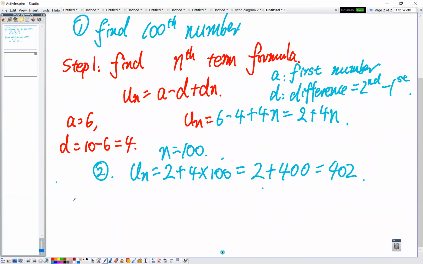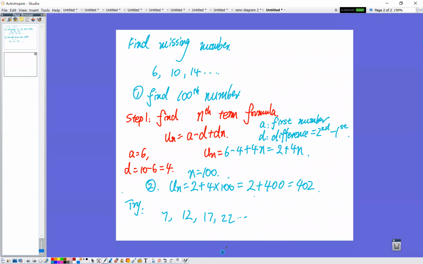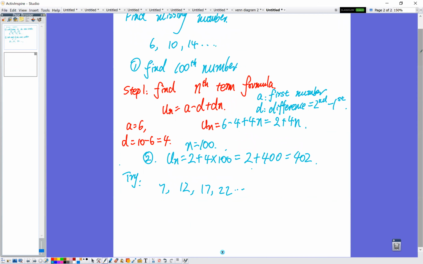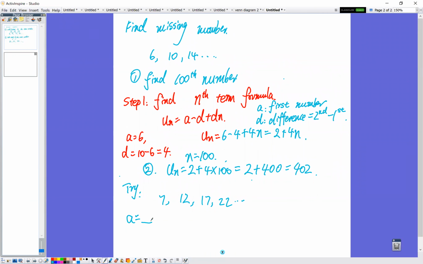Can you please try to work this out? 7, 12, 17, 22. In this case, find out what A is, what D is, and then find the nth term formula, Un. Once you find Un, can you please find the 100th number? Send me the answer, please.